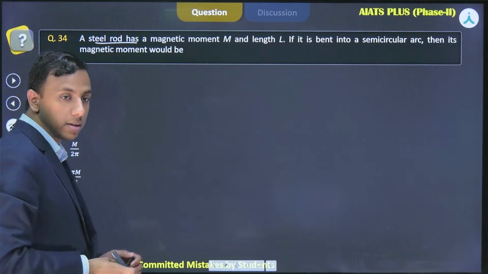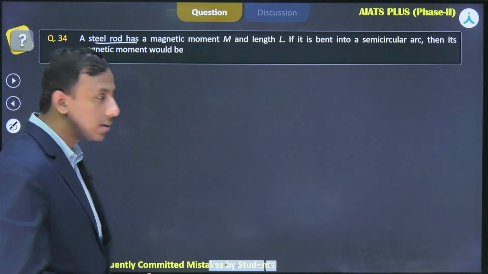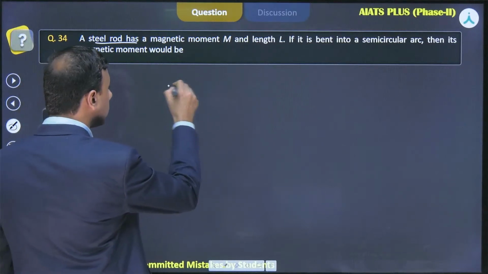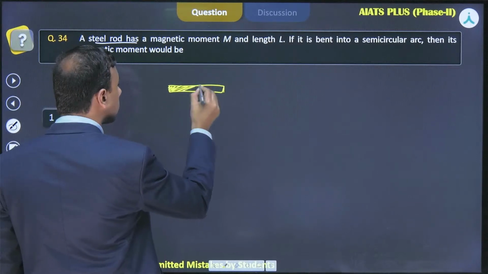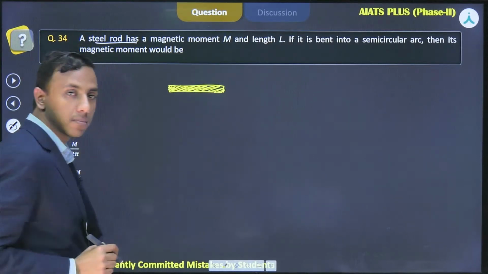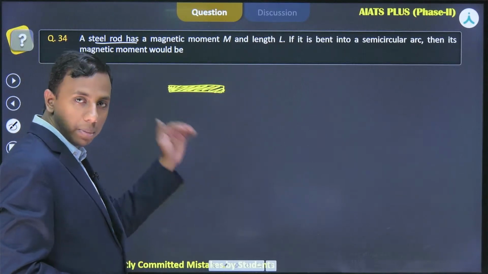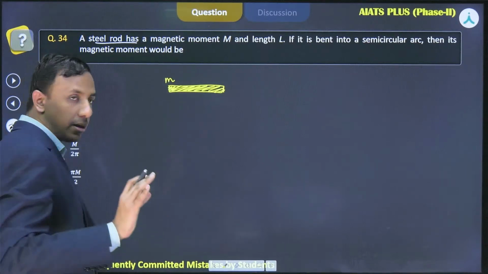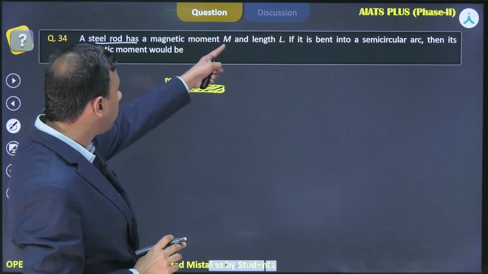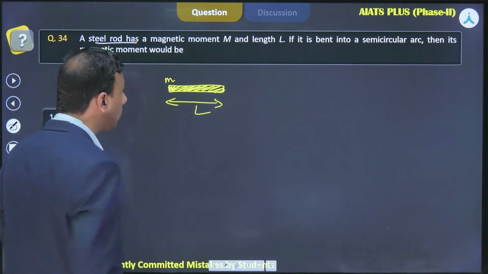They said, a steel rod has a magnetic moment M and length L. So let me draw a steel rod. Okay, so let's say this is your steel rod. And it has some pole strength on this side and this side, some pole plus m, minus m. So for now I'm just writing it as m. Small m is your pole strength, magnetic moment is capital M, and length is capital L. So this length between these ends, it is capital L.